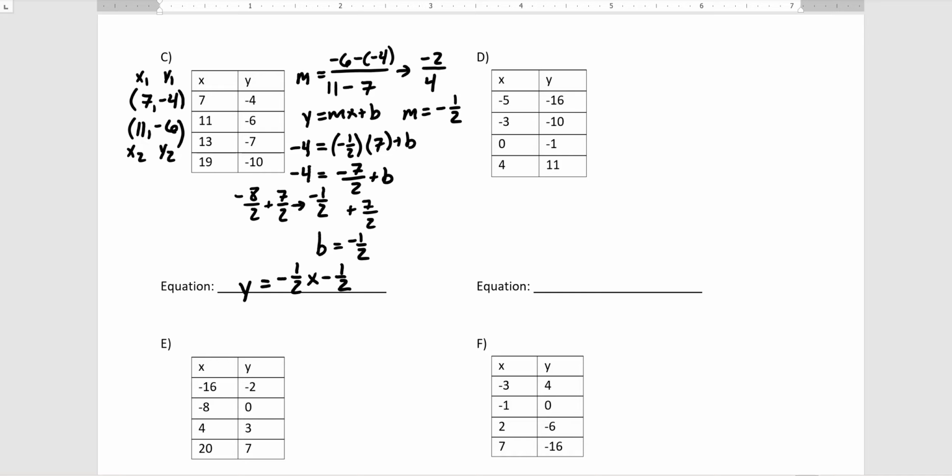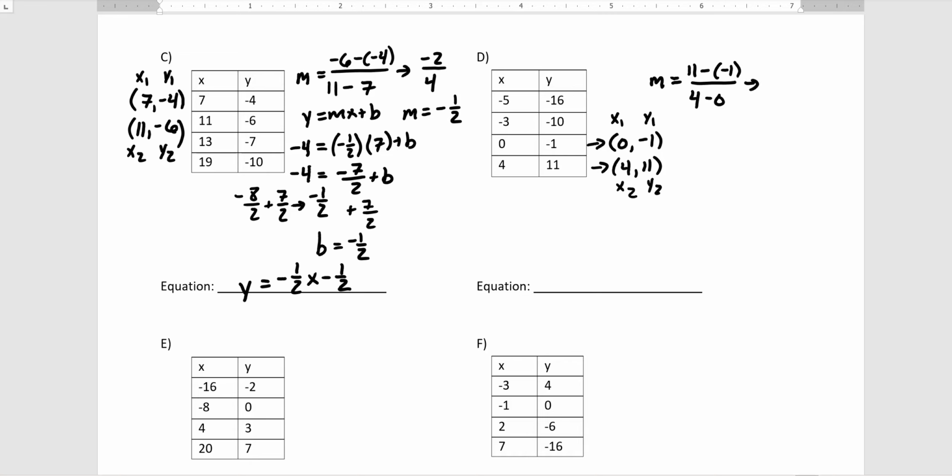Let's check out letter D. Oh, points we want to use. Let's use these. Let's use 0, negative 1, and 4, 11. Now, obviously, if you use different points, that's okay. We should still end up with the same slope. So we'll say this is x1, y1, and x2, y2. So we'll say our slope is y2, 11, minus y1. So that'd be minus negative 1, over x2, 4, minus x1, 0.